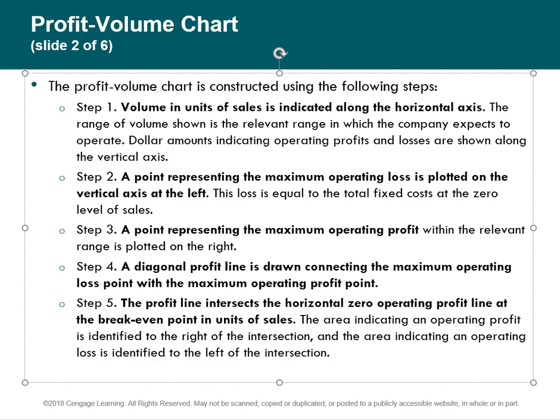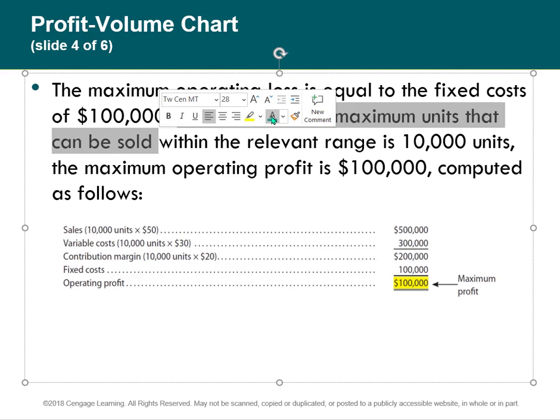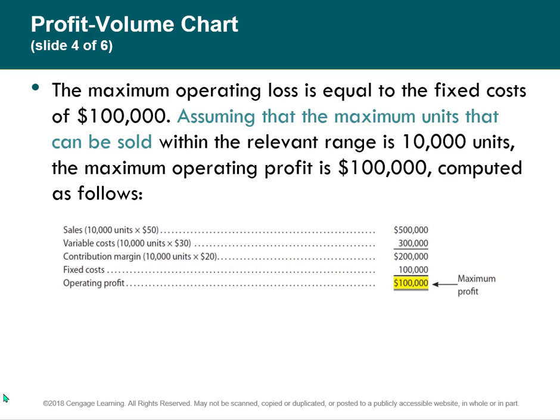Okay, so let's take a look at this. Well, these are our assumptions. We've got sales of 10,000 at 50,000. Variable costs are at 30, contribution margin at 20, so 200,000. Fixed cost is $100,000, so our maximum profit is 100,000. I guess that's important to understand: the maximum units that could be sold within the relevant range is 10,000 units. So that would be our max.